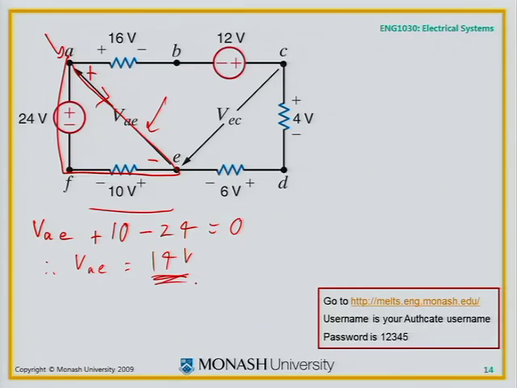Any questions about that? VAE, the voltage difference between point A and point E, I could put a voltmeter across it and I would get 14 volts in this particular example. Question? VEA would be minus 14 because the reference would be the other way around. Yep. So it's a sign and a magnitude always with a voltage.